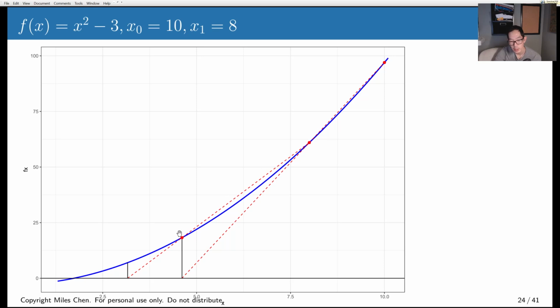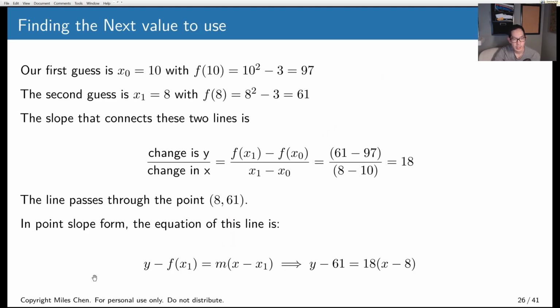x1 was 8, my next value I'm just going to say is 4 or whatever, and I connect those lines, and I trace that down until we get to here. It crosses the x-axis right here. We'll trace that up to the function, and so now I have a secant line connecting from here to here. We trace that down to the x-axis, and that takes me to here.